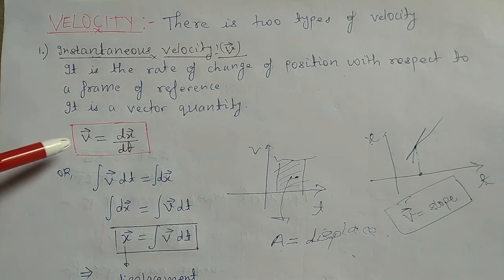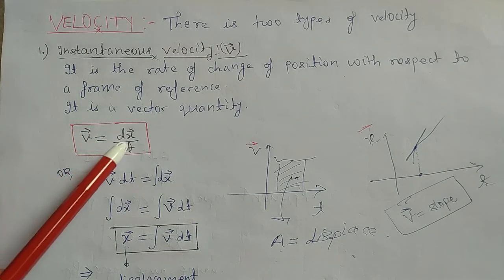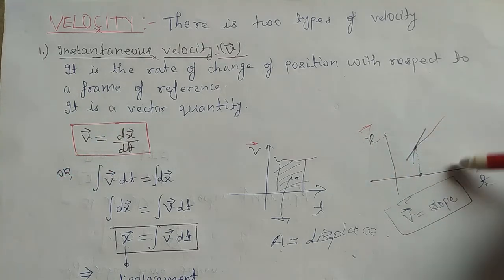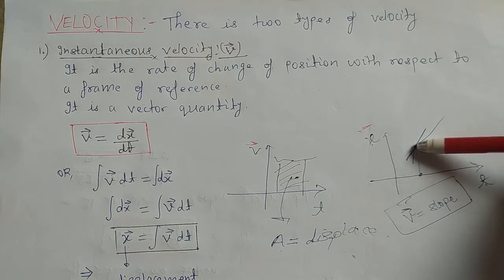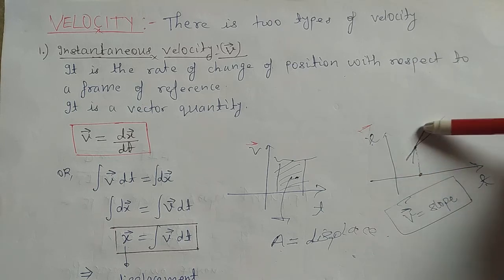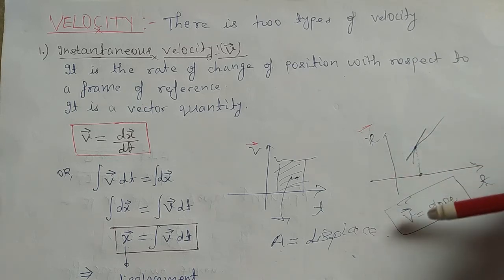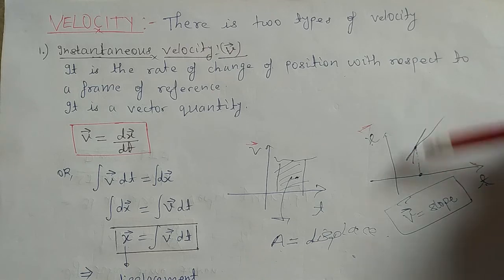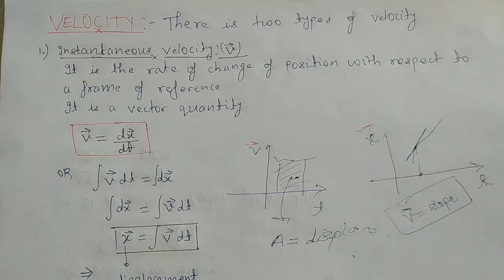Now from here we can conclude very easily that since v is equal to dx by dt, if I have the position time curve, then at any particular point, that means at any particular time, the slope of the curve gives the velocity. That means if I have the position time graph, then at any particular point the slope of the graph gives us the velocity, since v is equal to dx by dt.